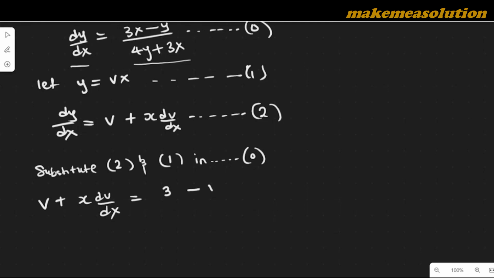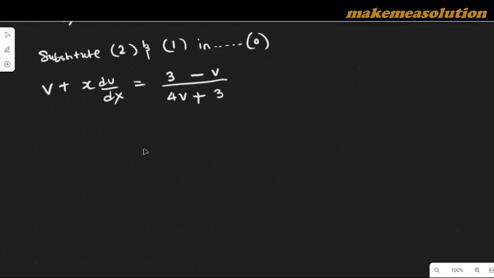Anywhere you see y, change it to v. And anywhere you see y again, change it to v. And anywhere you see x, change it to what? 1. 3 times 1 is 3. Alright, together. So this is what it becomes. Hence, you have x dv/dx is equal to (3 minus v) over (4v plus 3) minus what?